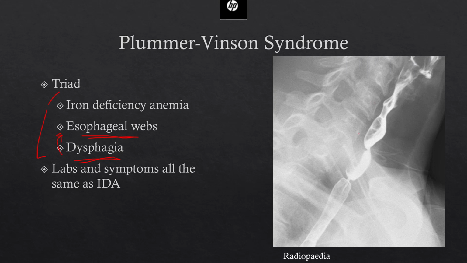And if you did a barium swallow test, this is what you'll see. You can see all these areas here where you have these narrowings, those are esophageal webs, okay? And you can look up pictures of an endoscopy, you'll see the webbing as well. The labs and symptoms are all exactly the same as iron deficiency anemia because that's what it's based on.